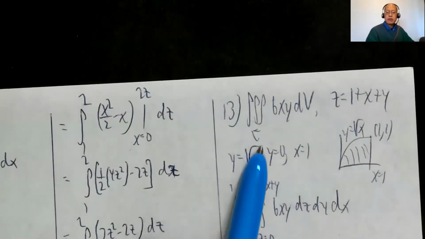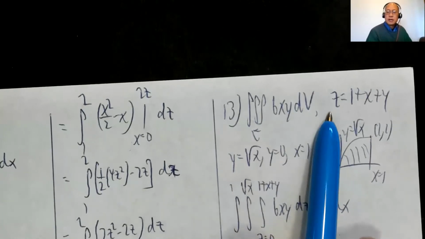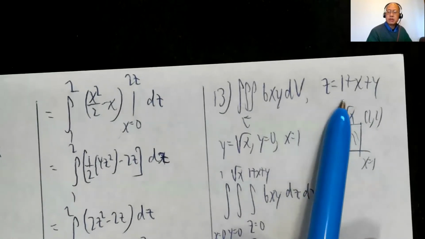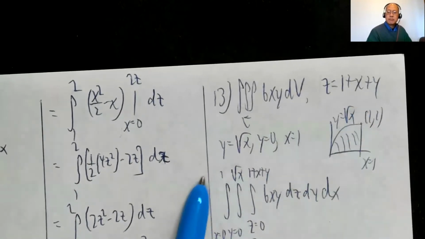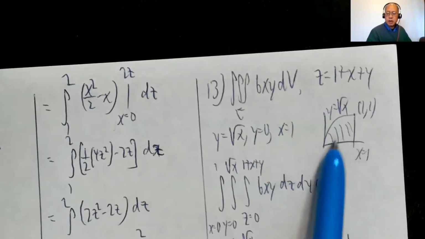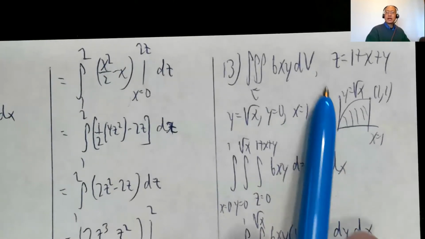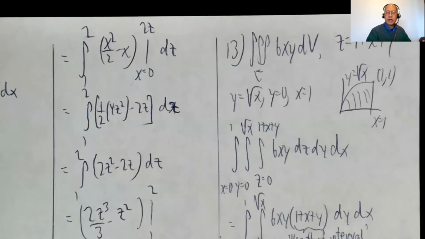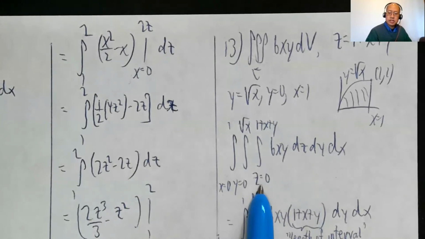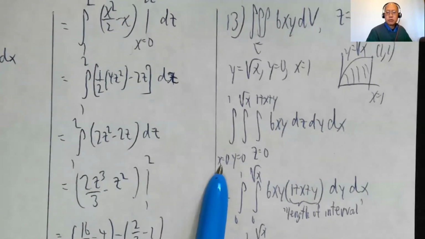Okay, 13, triple integral over the region E of 6xy dv. Okay, going from the xy plane to z equals 1 plus x plus y, bounded by y equals radical x and y equals 0, which is the x-axis, and x equals 1. So in the xy plane, it looks like this, and you're bounded by the xy plane and z equals 1 plus x plus y. So it is our favorite. Okay, dz, dy, dx. Z goes from the xy plane, which is z equals 0 to 1 plus x plus y. Y goes from 0 to radical x. X goes from 0 to 1.